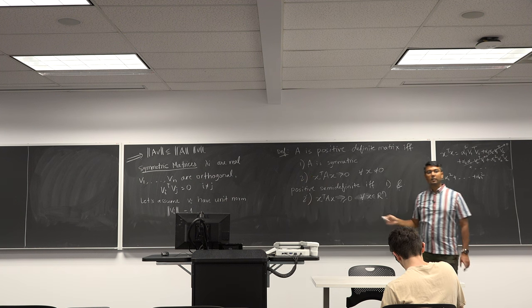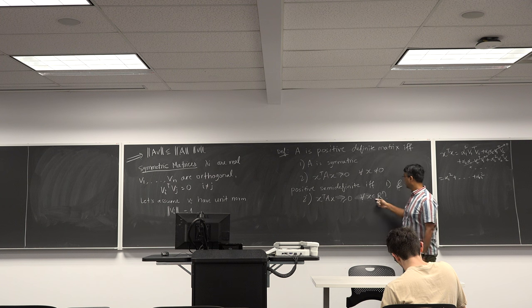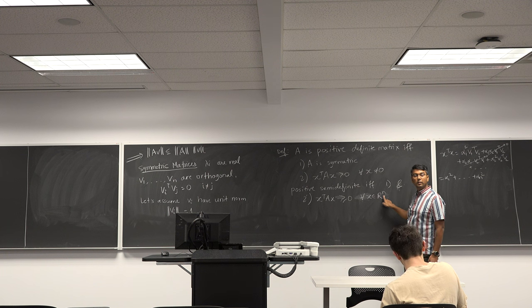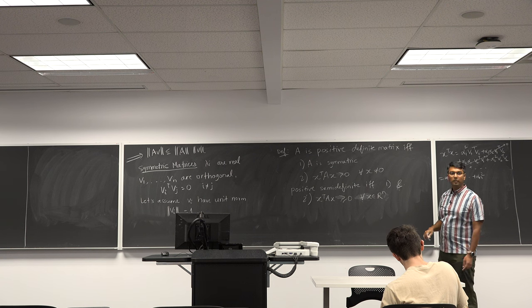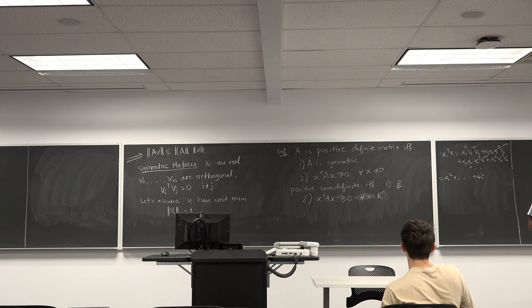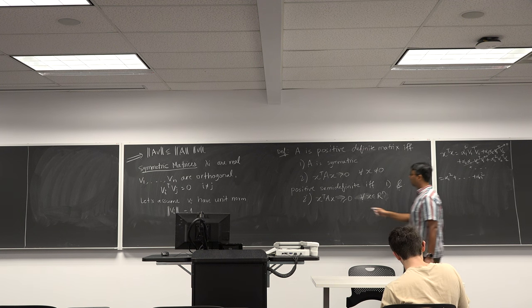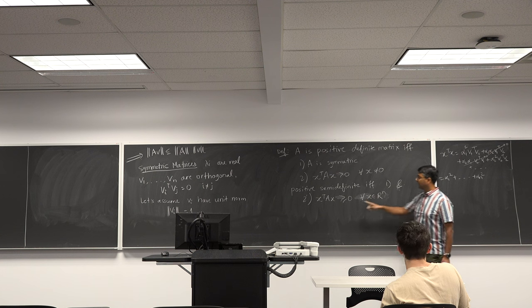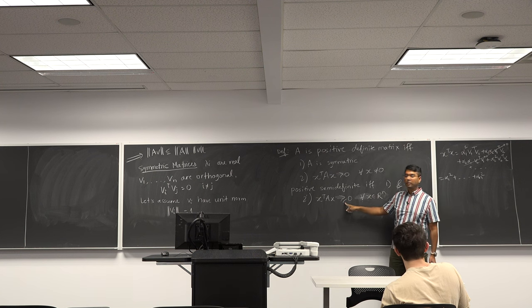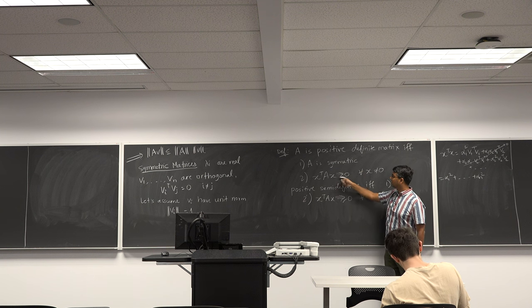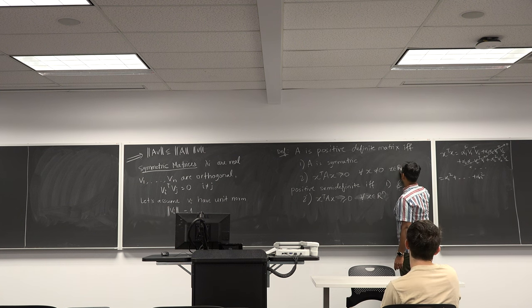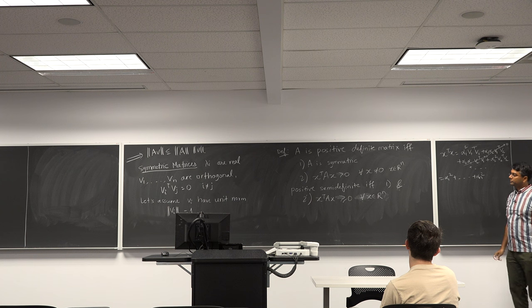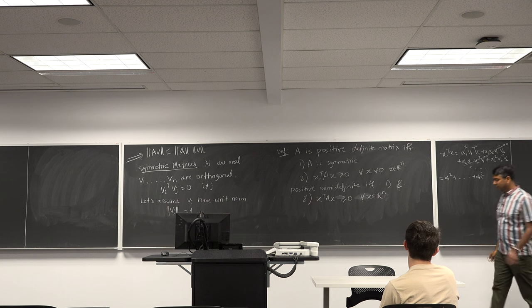Question? This x is a vector. X is not orthogonal, X is just any vector. For all X in Rn, X transpose AX has to be non-negative, then it's positive semi-definite. It is positive definite if this is strictly greater than 0 for all X not equal to 0. X, of course, is in Rn also here. Okay?